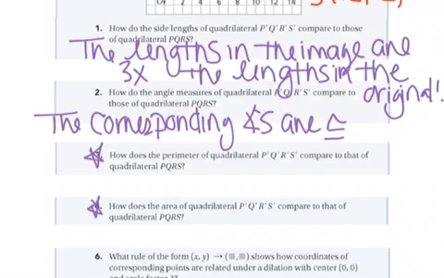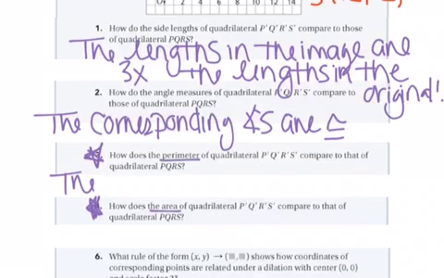Okay, these two here are going to go back again to our stretching and shrinking unit. We have the perimeter, which is when we add up all the sides, and we have the area, which is the space in between. So it says, how does the perimeter of the image compare to the perimeter of the original? Well, if we took all of our side lengths and tripled them, and then add those side lengths all together, the perimeter should also be 3 times that of the original.